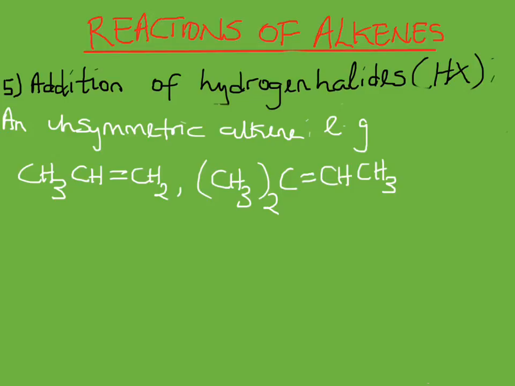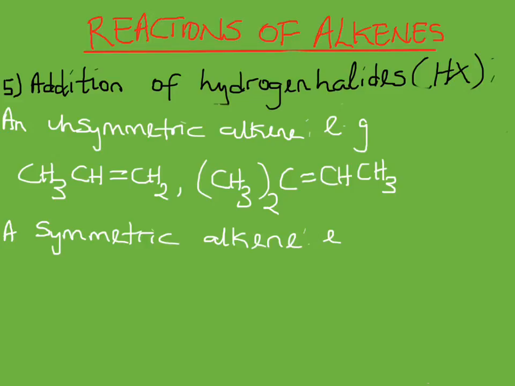Now, you look at the next alkene compound there. It has a double bond between carbon 1 and carbon 2, counting from the left. This carbon 1 has 2 methyl groups attached to it, and as such, it has no hydrogen atom attached to it. Meanwhile, the second carbon atom has 1 hydrogen atom, thus making these 2 compounds unsymmetric alkenes.